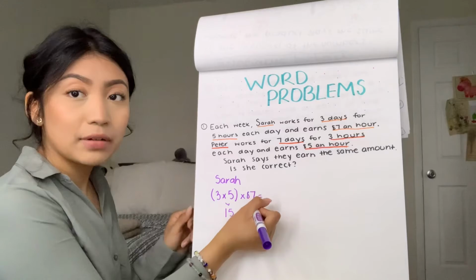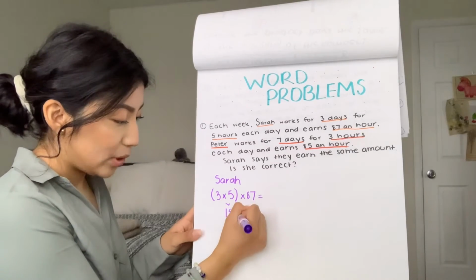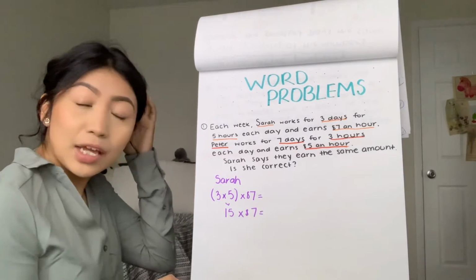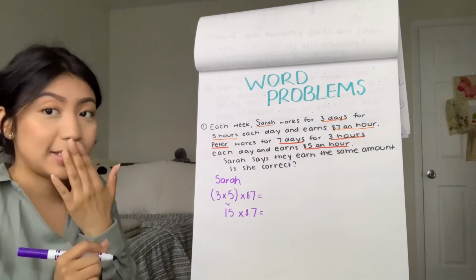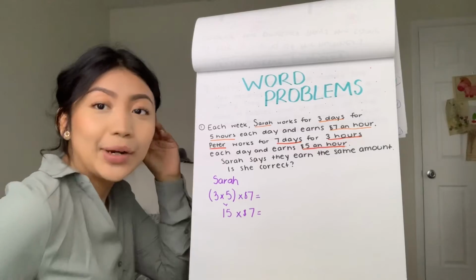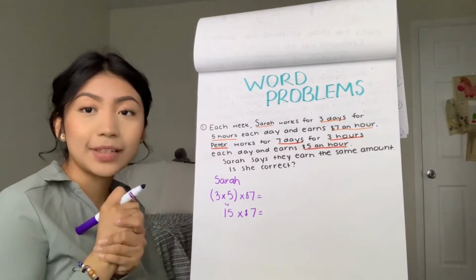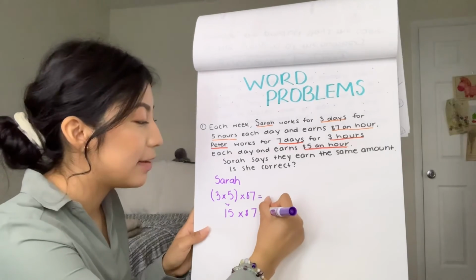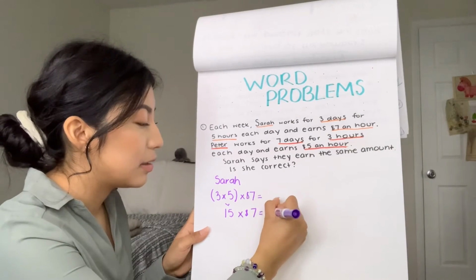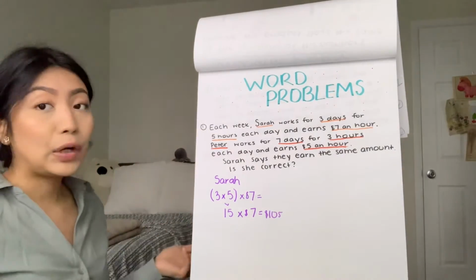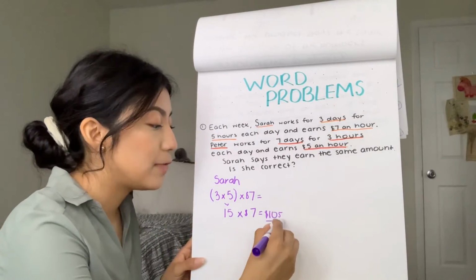What are we gonna do with that 7? Bring down that 7. All right. What is 15 times 7? Whoa, that's a big number. Who knows how to do that one? Yes, 105. All right, so Sarah earns 105.